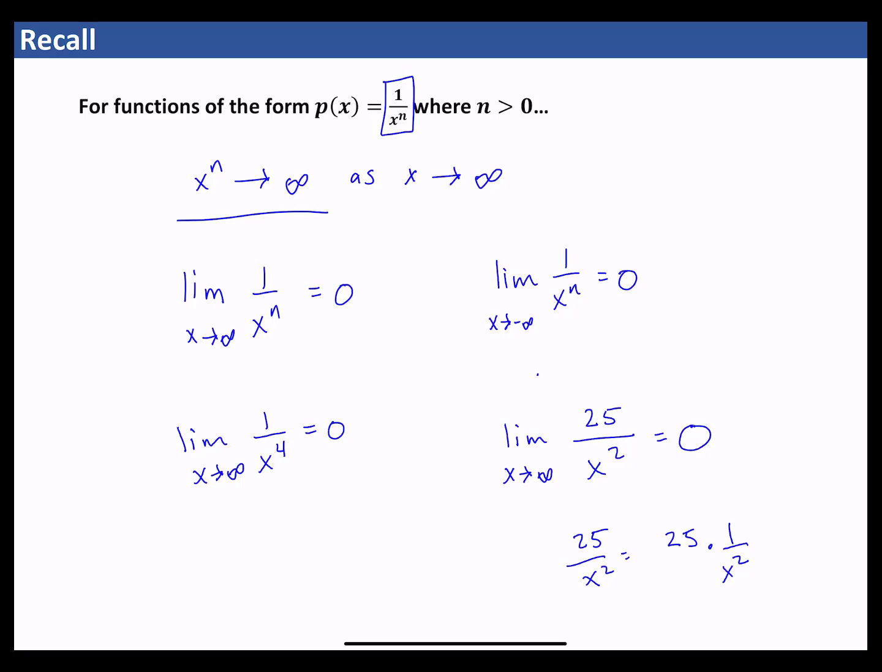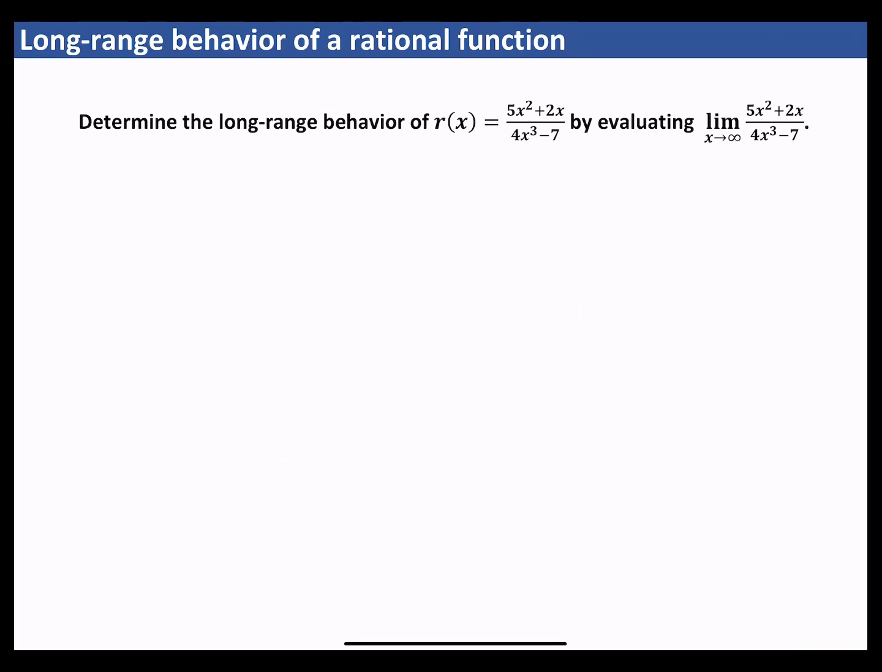So now we're ready to use this familiar function, 1 over x to the n, to determine the long-range behavior of a more complicated rational function. Determine the long-range behavior of r of x equals 5x squared plus 2x divided by 4x cubed minus 7 by evaluating the limit of r of x as x increases without bound.